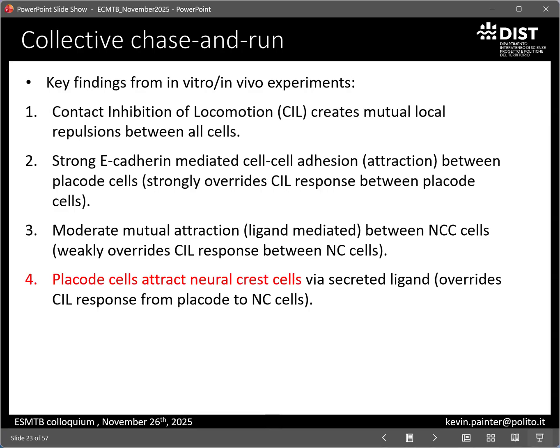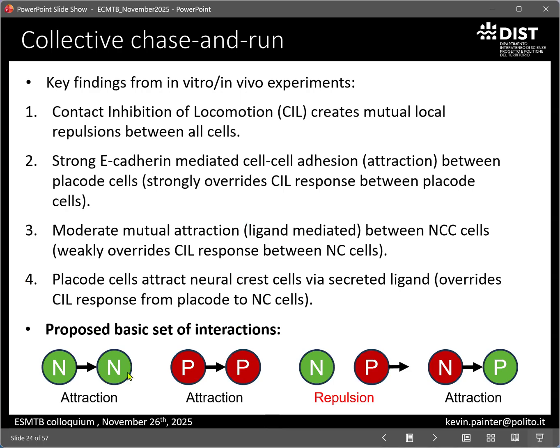So these four phenomena together give rise to the following set of interactions: neural crest cells are attracted to each other, placode cells are attracted to each other, placode cells are repelled by the neural crest cells through contact inhibition of locomotion, and the neural crest cells are attracted by the placode cells. So there's your chase and run there. The placode cells escape the neural crest cells. The neural crest cells are attracted by the placode cells.